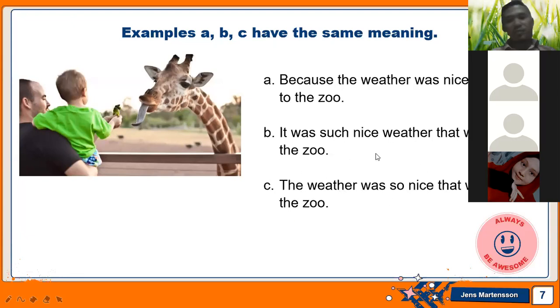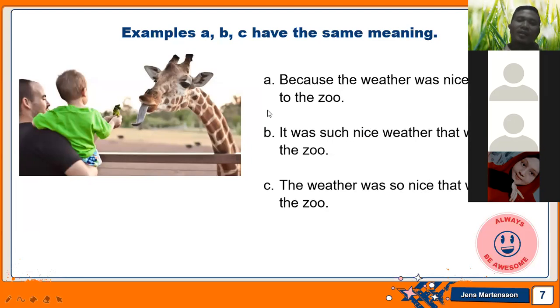My question is, between B and C, what are the differences? Apa bedanya? Gimana kita membuatnya? Look at this one. It was such a nice weather. Here, such, and then adjective, and then noun. But have a look here. So, and then adjective without noun. Understand?